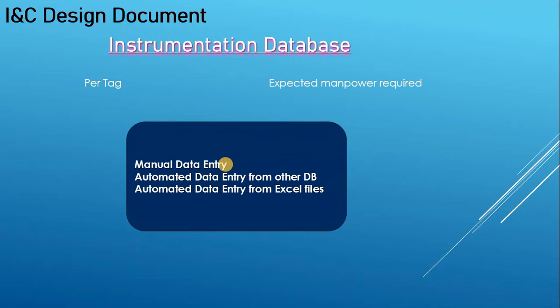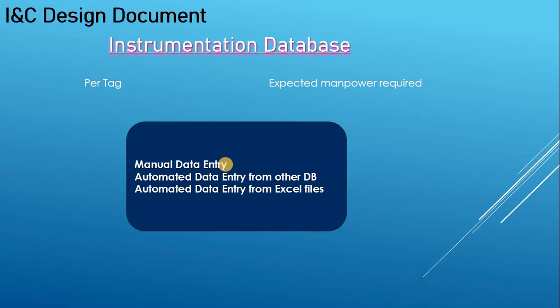So you look at what tags you have in your P&IDs. Let's say 1000 instruments: different instruments, on-off valves, control valves, transmitters, and you will say 1 hour per tag. So it's 1000 hours. That means one guy will be working for 6 months on this database.